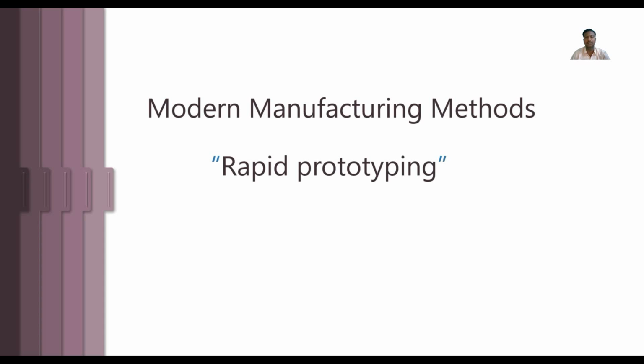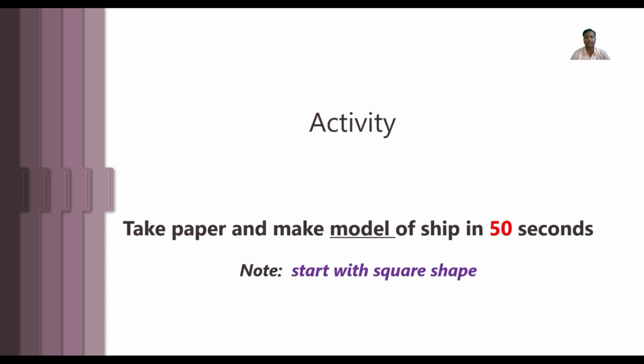So we'll start with a small activity. Choose any paper and fold it. If you want to make a shape, generally we start with a square shape from a rectangle, and we try to remove one of the parts, or we cut the parts which are not required, and we mold and fold in different manners. Finally, we achieve the product.